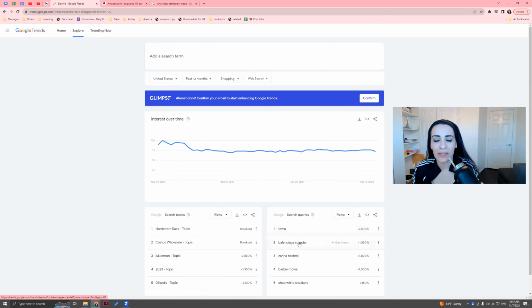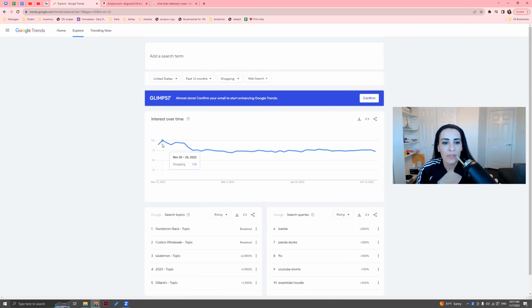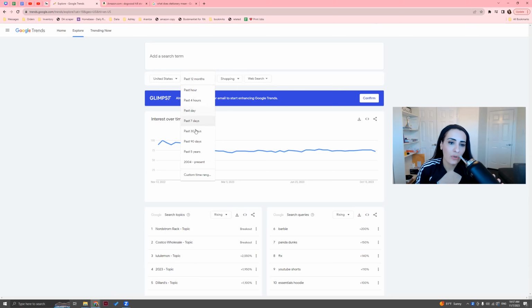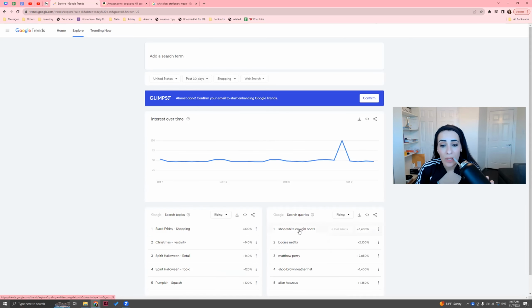Look, Temu, Balenciaga scandal. You remember that, guys, right? Barbie movie. Not really shopping, but people are exhibiting shopping habits while searching for that. White sneakers. It's in the past year, so some of this may not be relevant, okay? Obviously, with peaks happening around December time. Okay, let's do past 30 days. I'm comfortable doing past 30 days, past 7 days. Shop white girl cowboy boots.